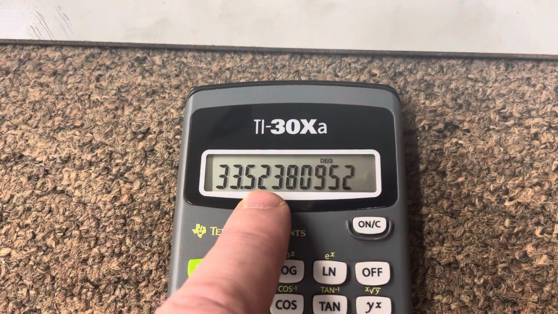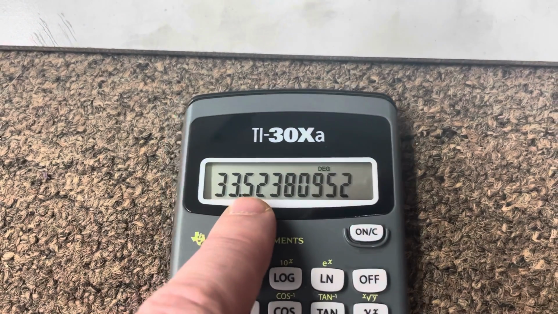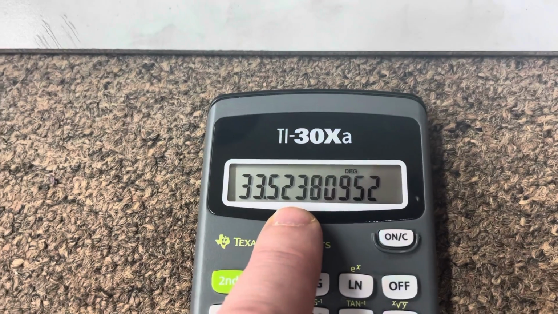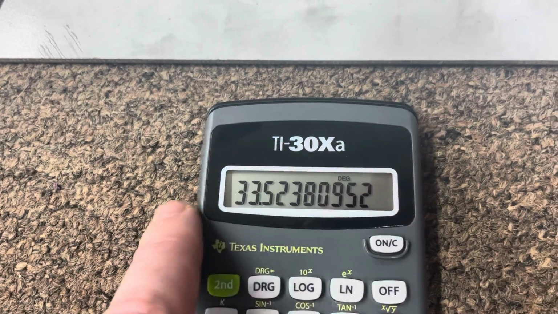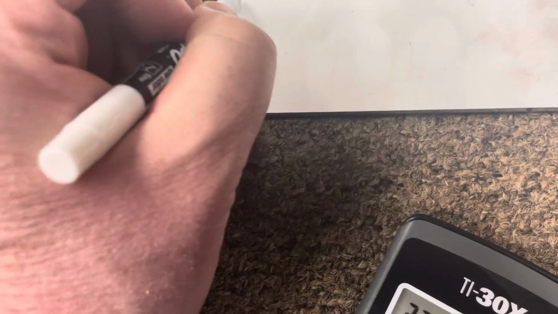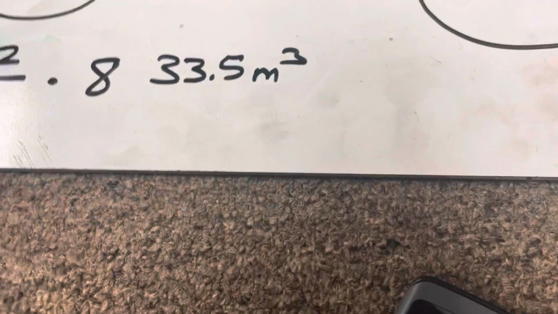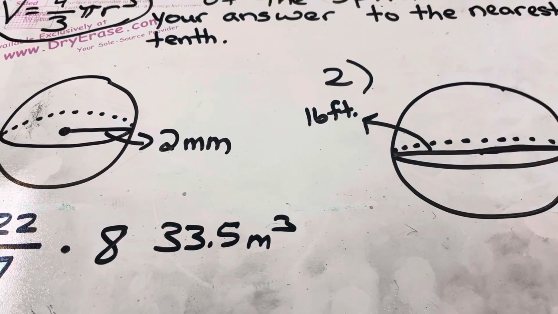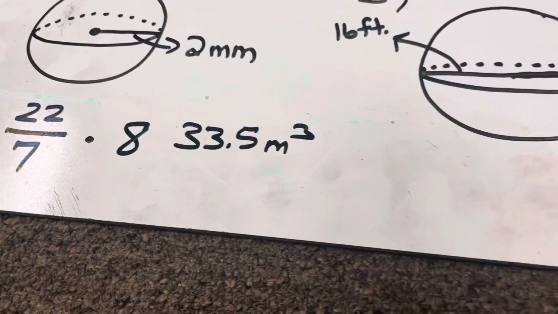Okay, we're going to round it to the nearest tenth. So we look at the 2, which is in the hundredths place. The 5 is in the tenths place. The 2 is in the hundredths place. The 2 tells us to round down and keep the 5 a 5. So we end up with 33.5 millimeters cubed. That's pretty self-explanatory, not too hard to do.